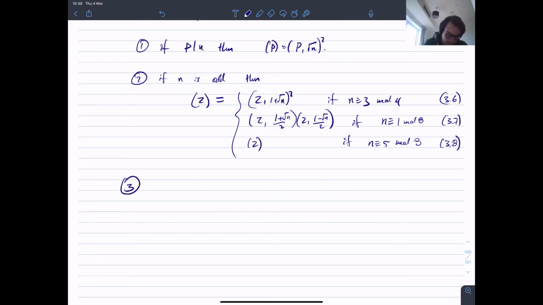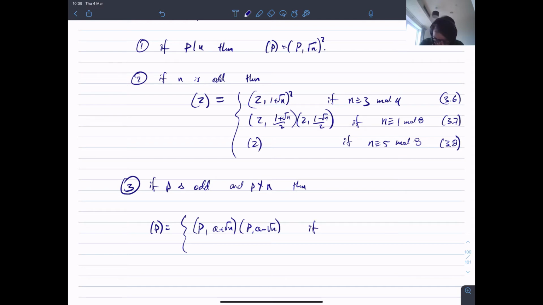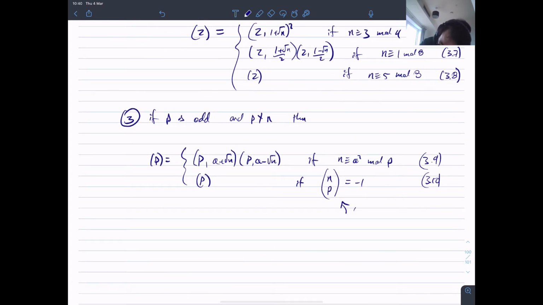And the third one, which is for general primes, so if p is odd and p doesn't divide n, because we've already taken that into account in 1, then what do we have? We have the ideal generated by p. It's going to be the following. Either it's going to look like p comma a plus root n, p comma a minus root n, if you have n congruent to a squared mod p. In particular, notice that this means that n is a quadratic residue mod p. I'm just saying take the quadratic residue and that tells you the factorization. Or it's going to stay inert if n over p, so this is the Legendre symbol, is minus 1. This is number 3.9 and 3.10. This is the Legendre symbol.